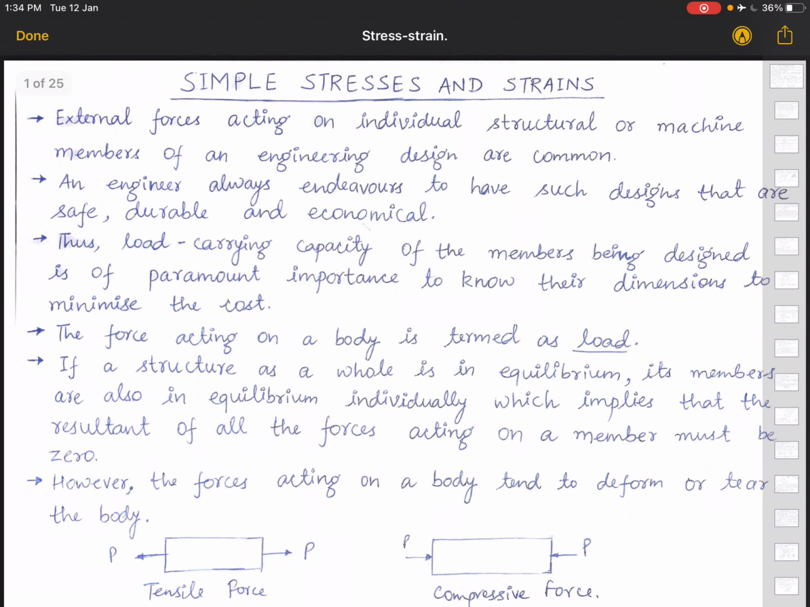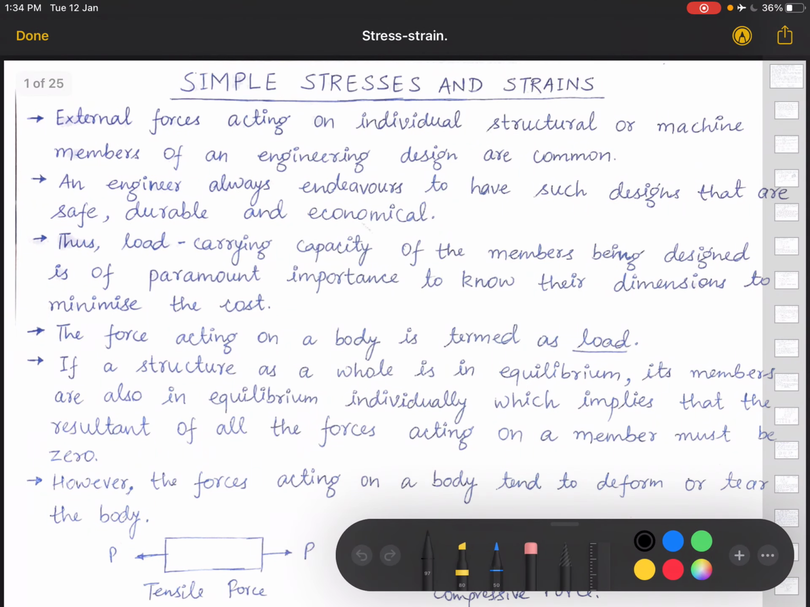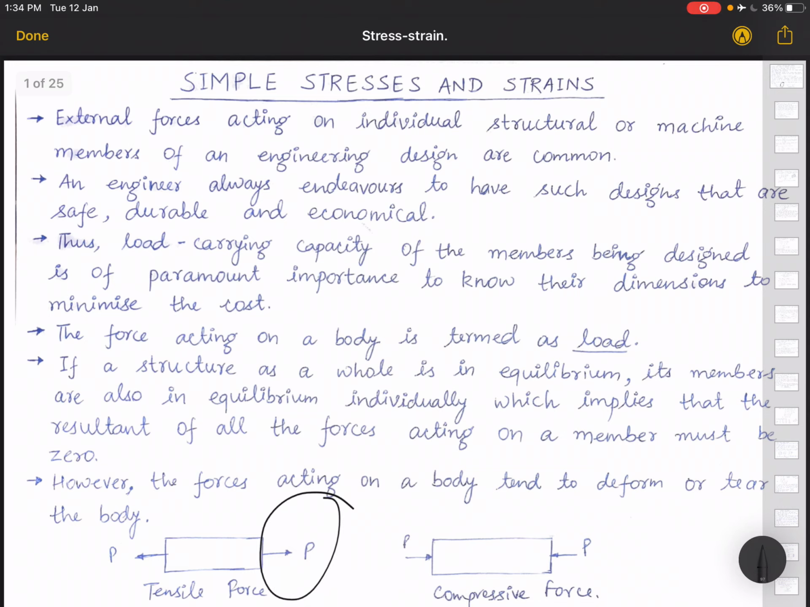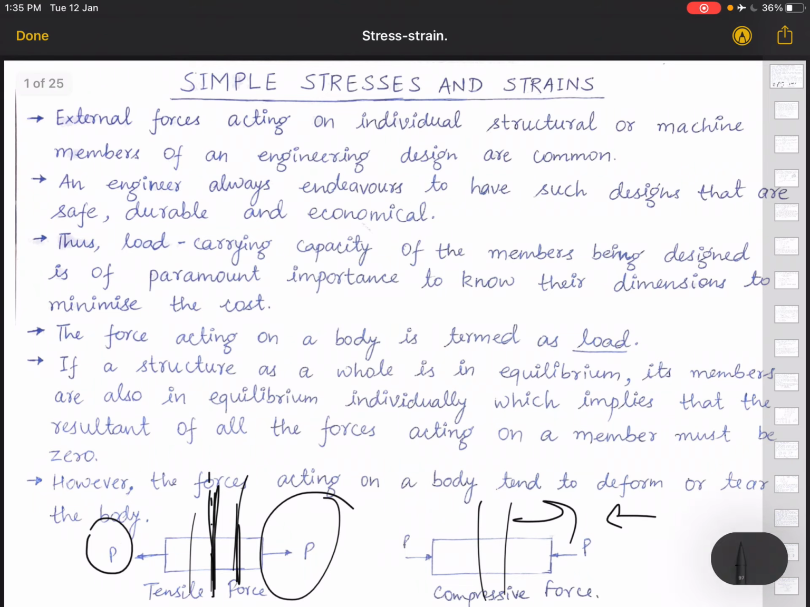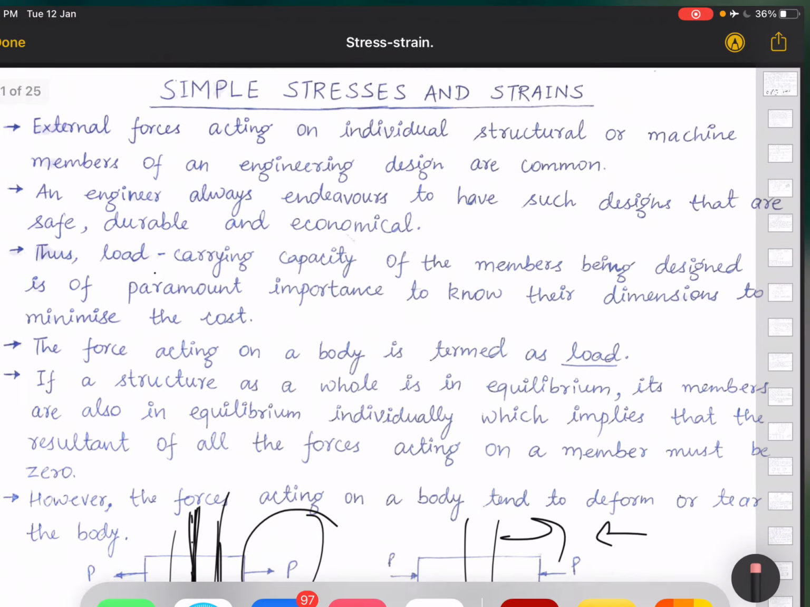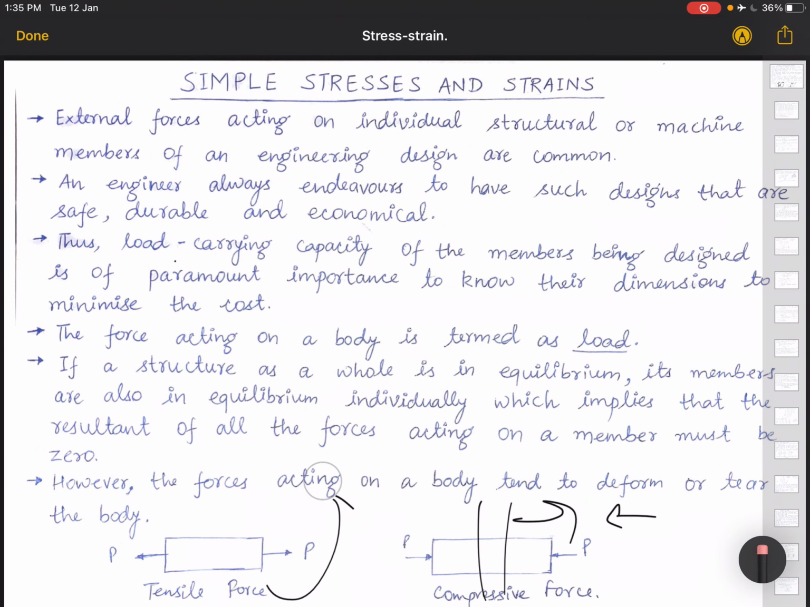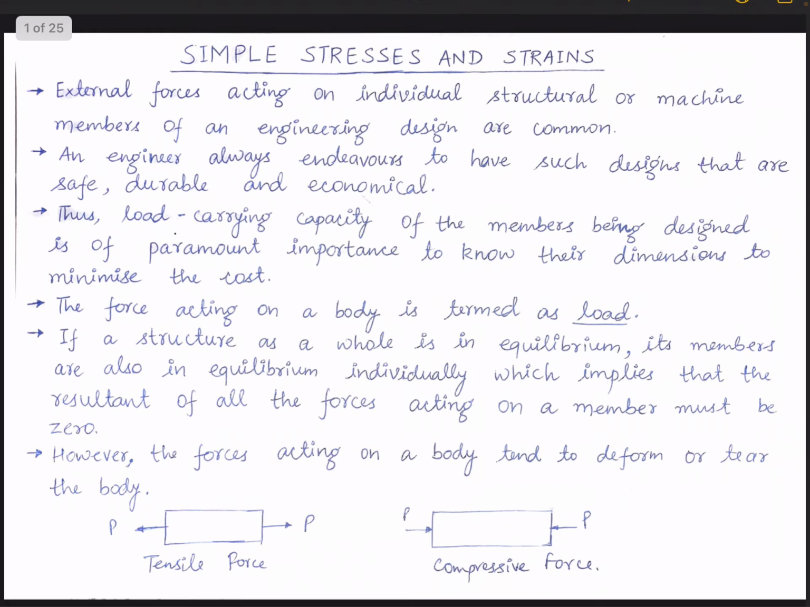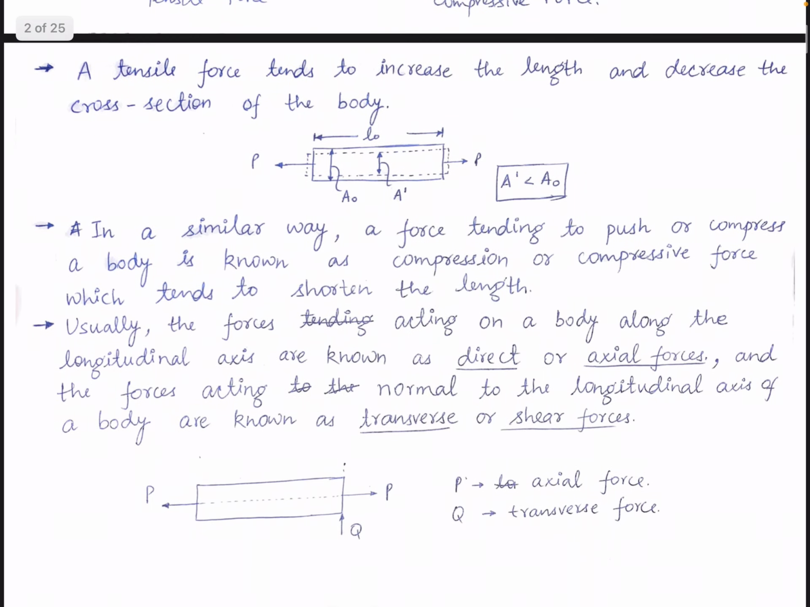Now let us see, like, this force is there. What is this force trying to do? This force is trying to tear this body at some section, and this body is trying to deform, it is trying to compress. Okay, so depending upon the direction of the loading we can analyze the structure, or we can judge the action of that force on the body.